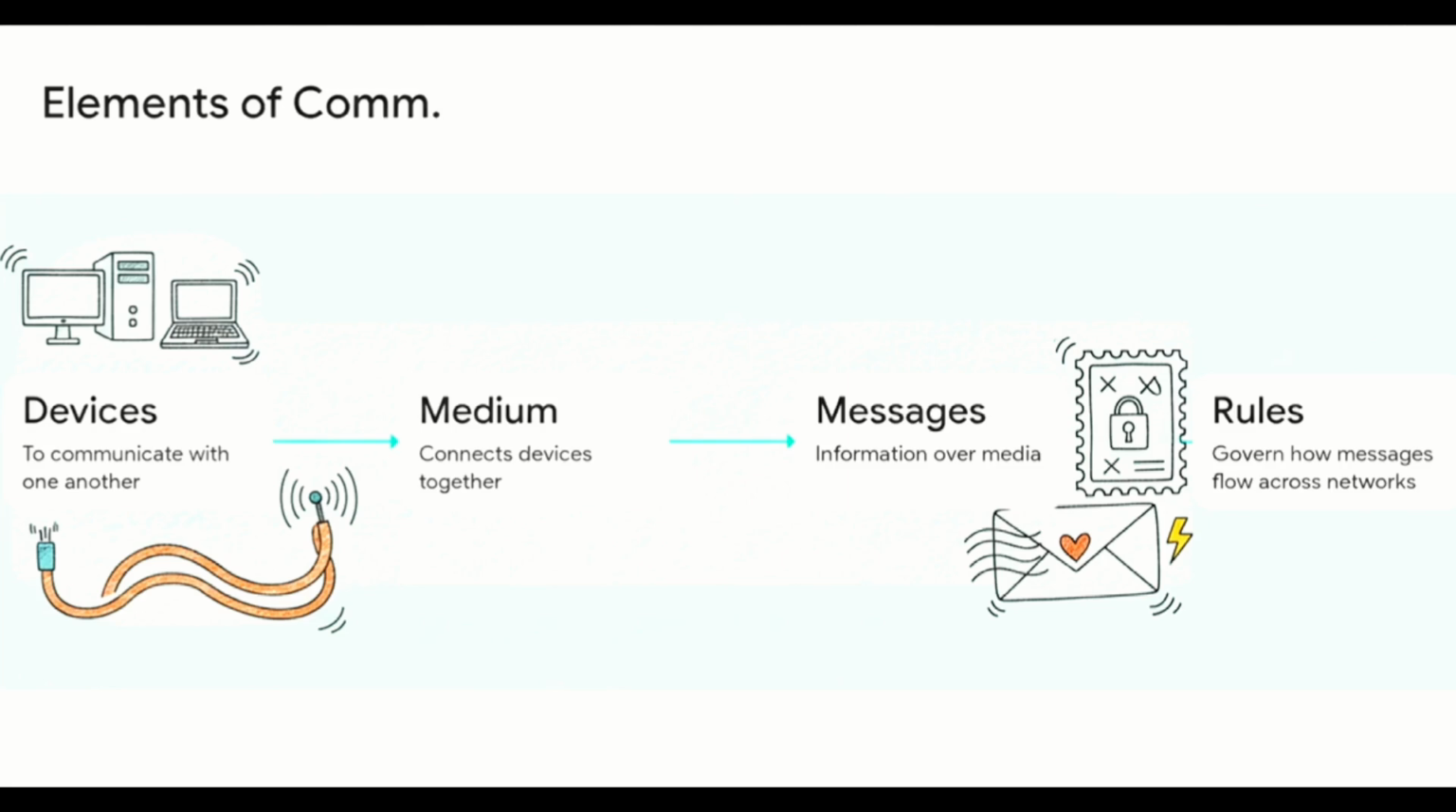Then, the letter has to travel through something, right? The postal service, that's our medium, which could be a copper cable or a Wi-Fi signal. The letter itself, well, that's the message, the actual data. And this is absolutely crucial, you need a correctly formatted address and a stamp. Those are the rules or protocols that make sure the message actually gets to the right place. Every single thing you do online is just a super high-speed version of this exact process.